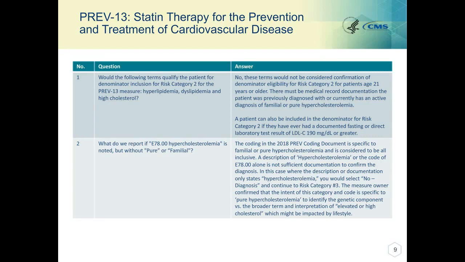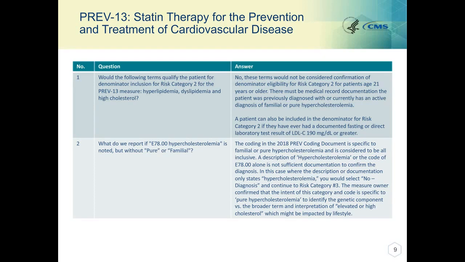There must be medical record documentation that the patient was previously diagnosed with or currently has an active diagnosis of familial or pure hypercholesterolemia. A patient can also be included in the denominator for risk category 2 if they have ever had a documented fasting or direct laboratory test result of LDLC of 190 or greater.